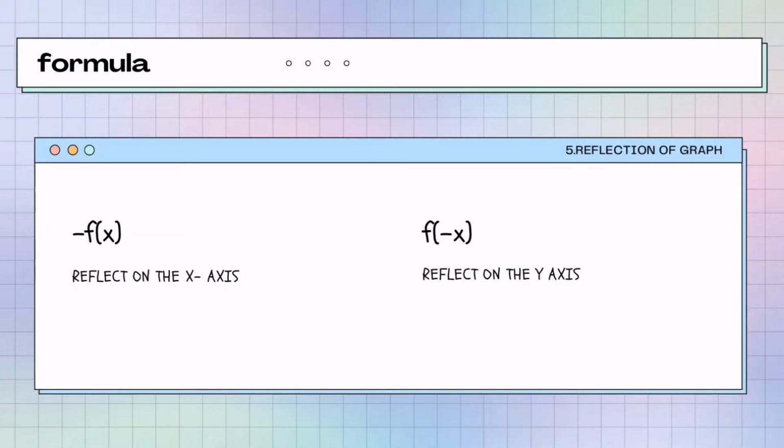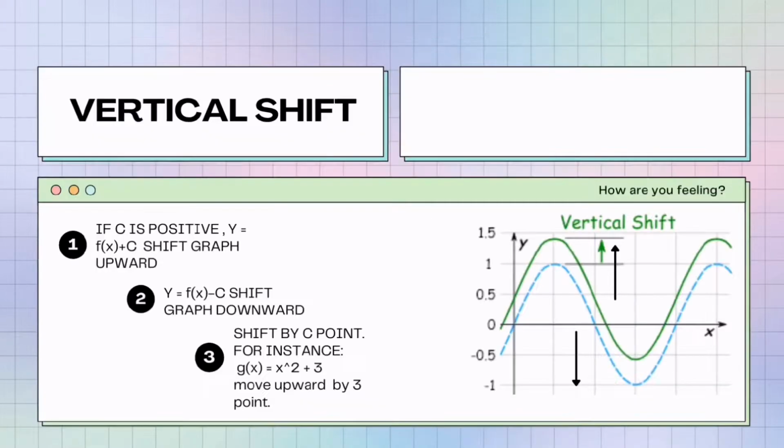In the next slide, I will explain further about the vertical shift. If C is positive, shift the graph upward. If C is negative, then shift the graph downward. Use the parent graph to obtain the new graph. You can shift the graph by C points. For instance, the function f(x) equals x to the power of 2 plus 3. As you can see, the C is outside the function and positive. If C is positive, then we can move the graph upward by C points. In this case, it is 3.